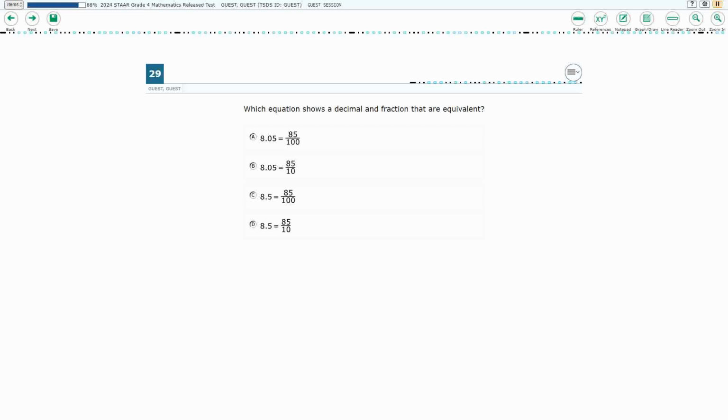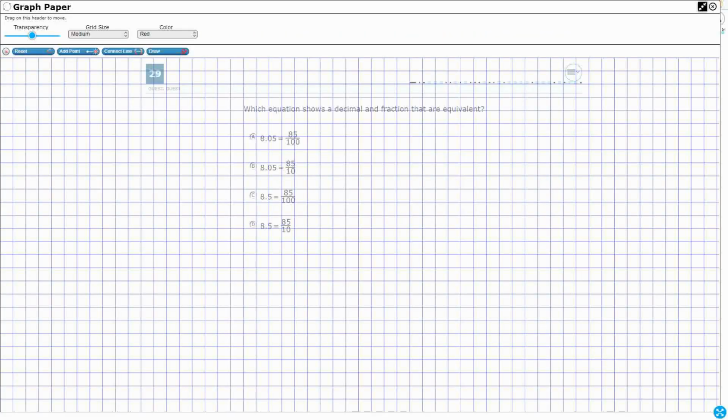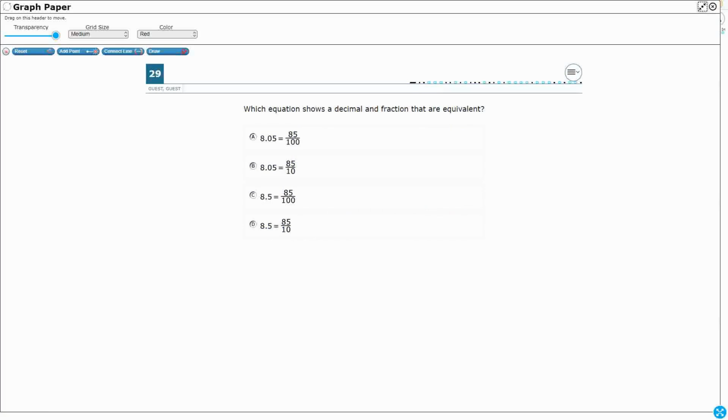All right, so we have four different equations. We're trying to match up which equation shows an equivalent decimal and fraction. So let's draw a place value chart. There's a few different ways that we can do this. One way would be place value, and take a look at what I have on the decimals. It looks like I'm just going to go to the ones place, and then I'm either going to go one or two places over.